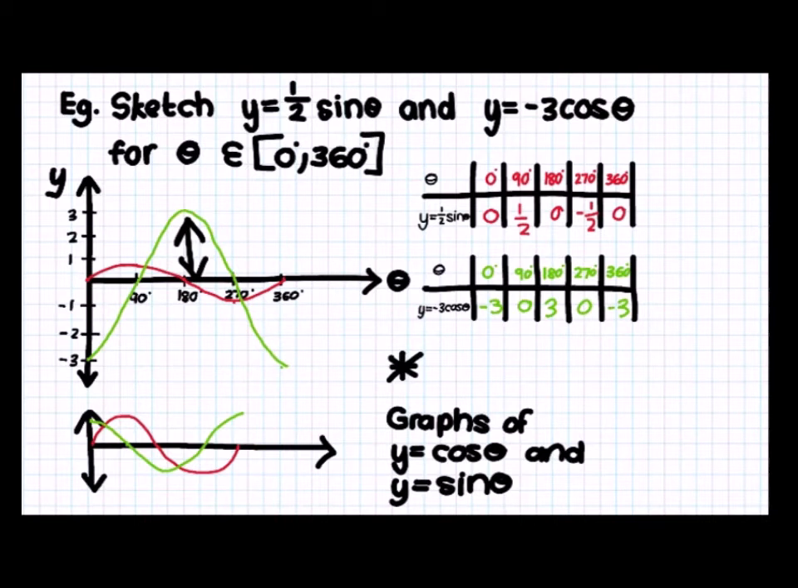So that's quite an important thing to note. When you place a number in front of the function, for example, you have y equals a cos theta, where a is a number, that a actually affects the amplitude.